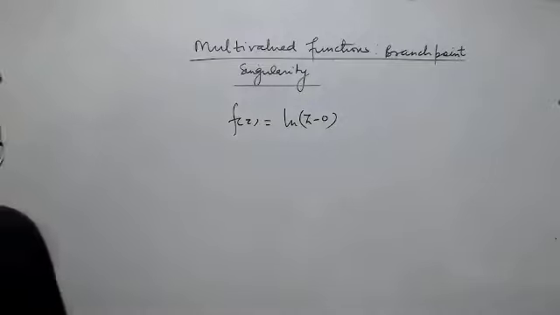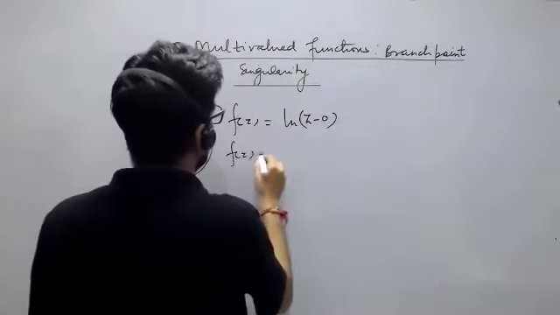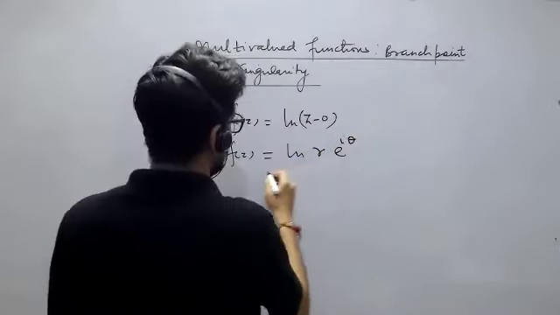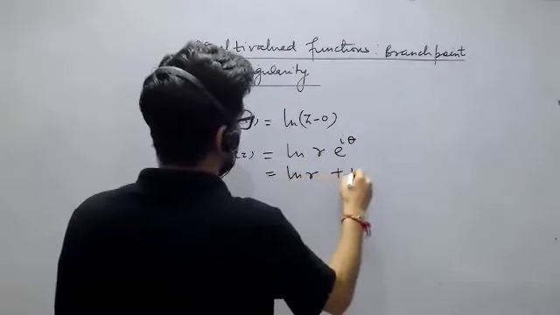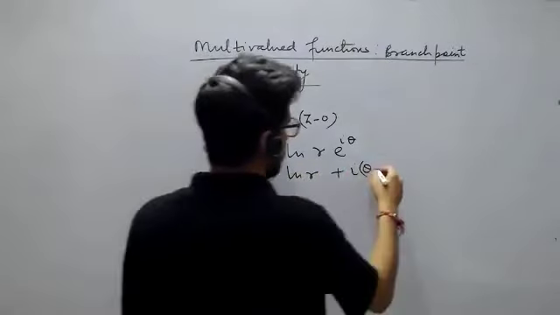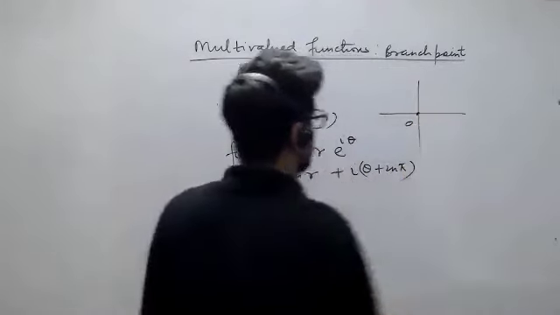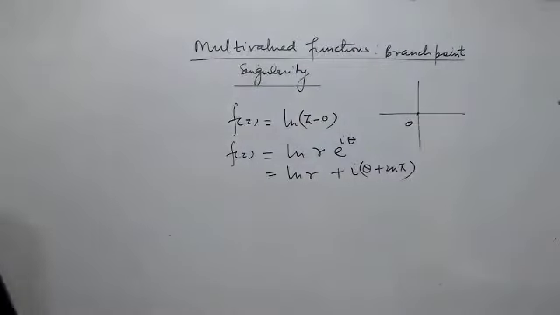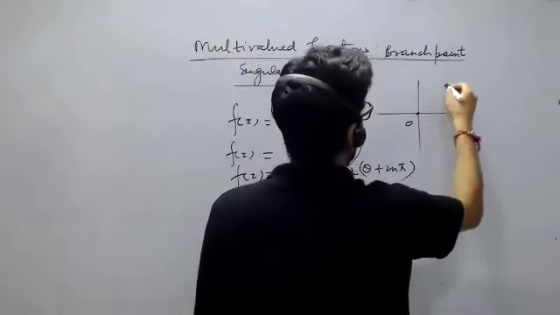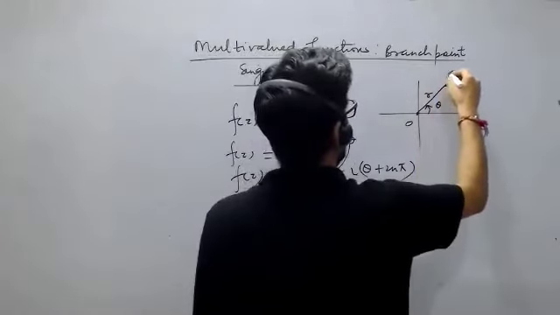Suppose let us understand this function. If I write this function in polar form, this will give me log of r e to the power i theta, which is log of r plus i theta. And if I write the general value of theta, because of the behavior of theta, I can write the general value as theta plus 2n pi. And suppose this is a particular value in Argand plane here, where this is theta and this is r, and this is some point z.